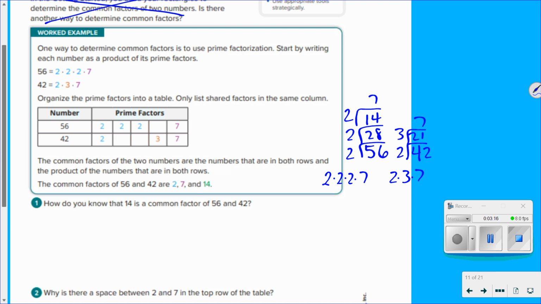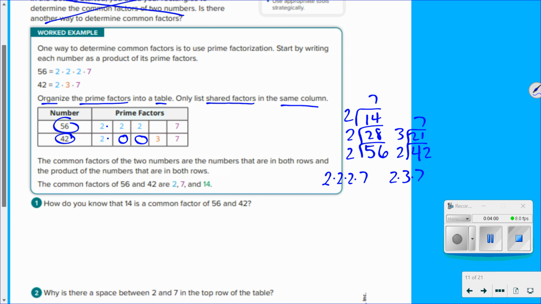Okay, now the way they want us to teach this to you is we take those prime factors and we put them into a table to be able to compare. So you'll notice, to organize the prime factors in a table, I only list shared factors in the same column. So for 56, it's 2 times 2 times 2 times 7. For 42, it's 2 times 3 times 7. Notice that because they both have a 2, I put a 2 in both of them, right? Does 42 have a second 2 as a prime factor? No, but 56 does, so I need to leave that one blank. Same with the third 2 that we don't share.